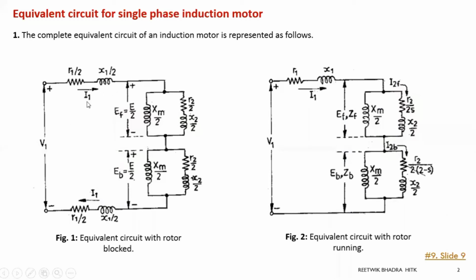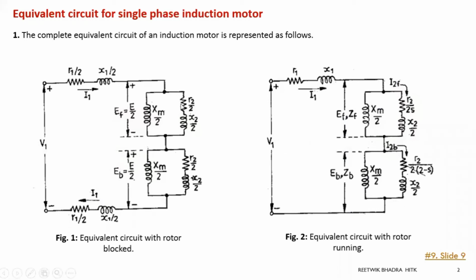So I1 is your stator current and V1 is your stator supply voltage. Since we are talking about a single phase motor, V1 will be a single phase supply voltage. Now, this equivalent circuit is for when the rotor is blocked, or not running, because the slip will be 1. When the rotor is blocked, NR is equal to 0, so slip is equal to (NS minus NR) by NS, which is equal to 1.